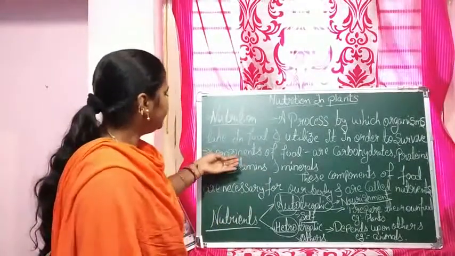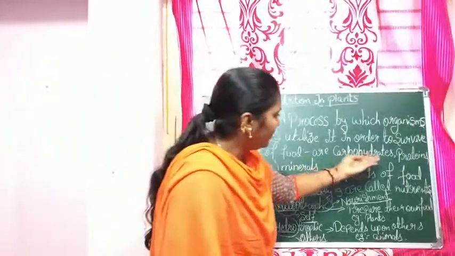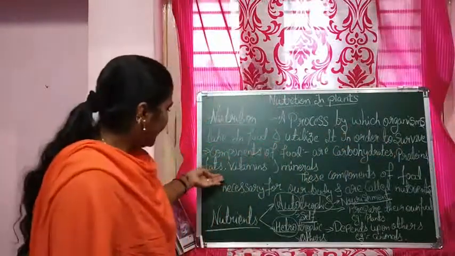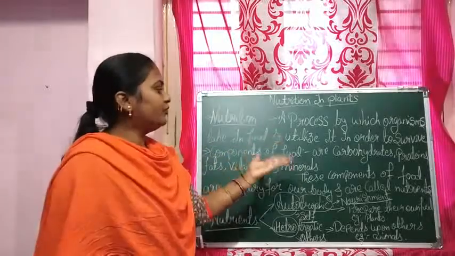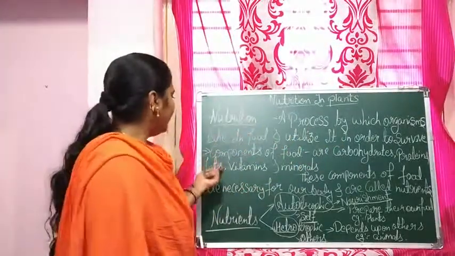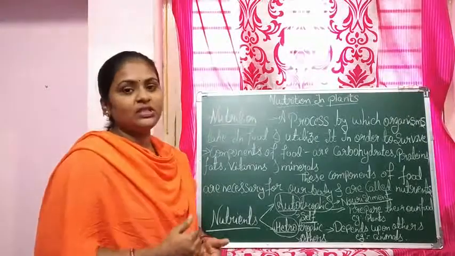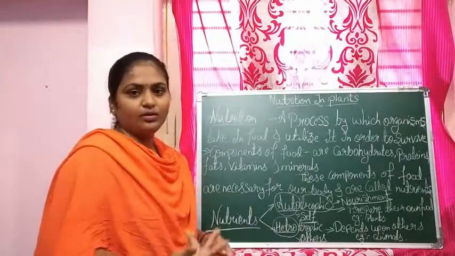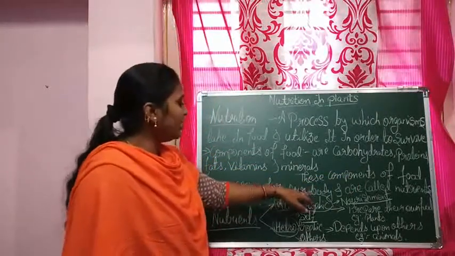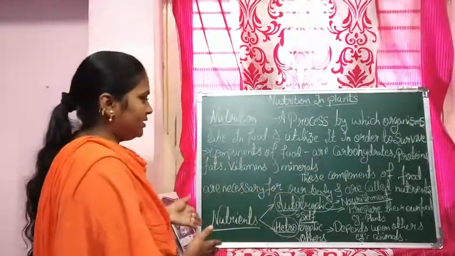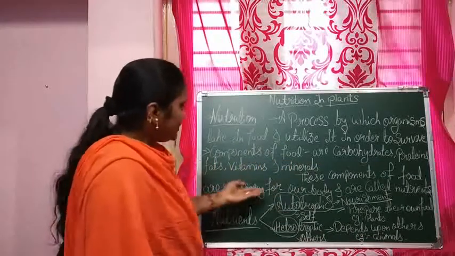So next, components of food. The components of food are carbohydrates, proteins, fats, vitamins and minerals. These are the main components, the important components which are present in food items. Now, these components of food are necessary for our body.